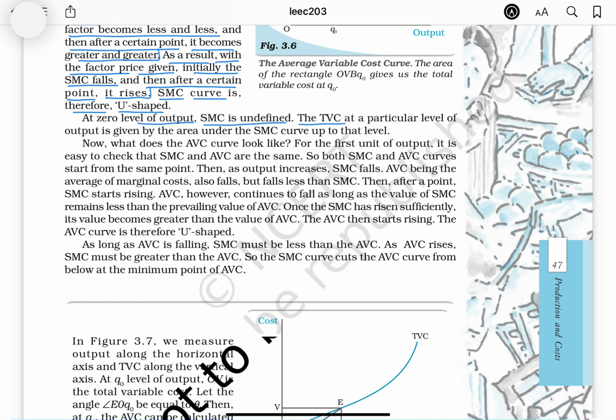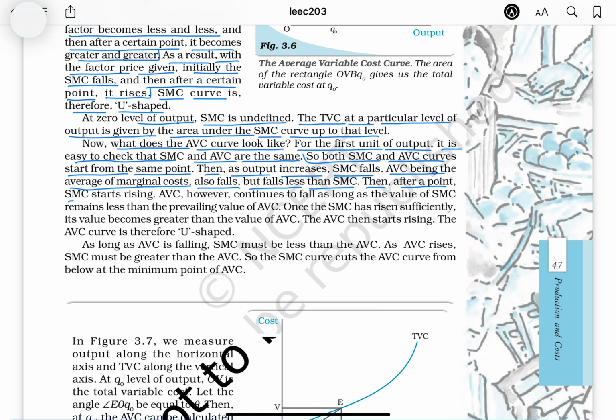The TVC at a particular level of output is given by the area under the SMC curve up to that level. Now what does the AVC curve look like? For the first unit of output, it is easy to check that SMC and AVC are the same. So both SMC and AVC curves start from the same point. Then as output increases, SMC falls, AVC being the average of marginal cost also falls, but falls less than SMC.